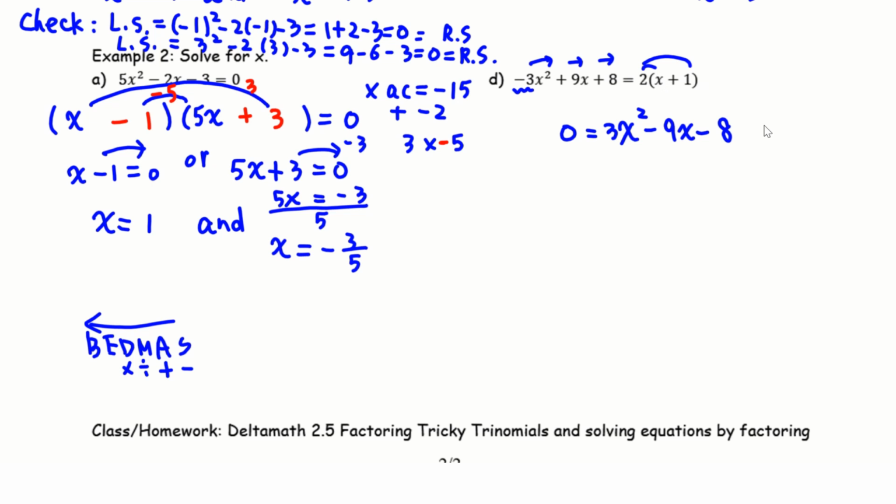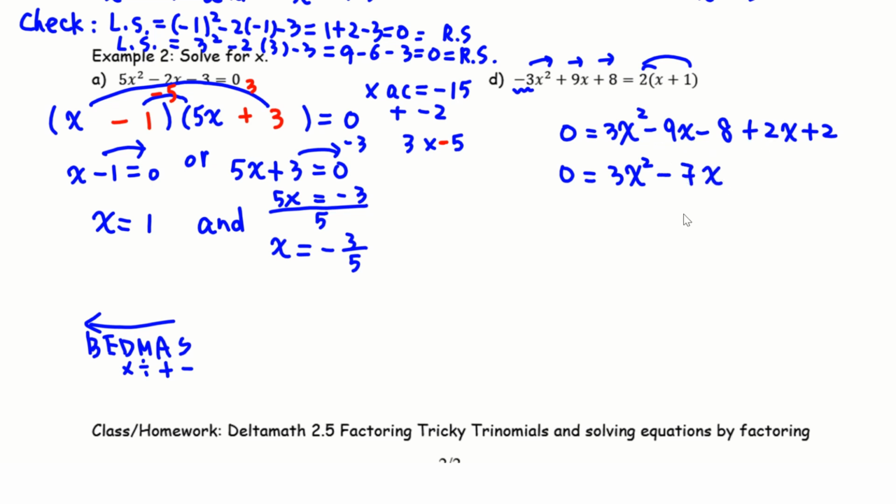Then expand this bracket. The reason for that is we want to collect the like terms. Inside the bracket, we don't know how to collect the like terms. So 2 times x and 2 times positive 1. Then we continue, collect the like terms. X squared, no like terms. Like terms means same variable, same degree. So minus 9 plus 2 is just integers adding and subtracting. Minus 9 plus 2 is minus 7.